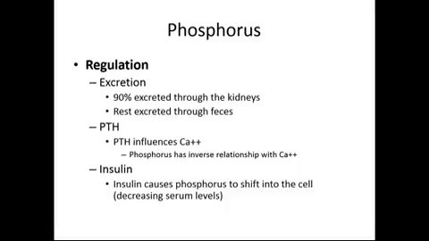Parathyroid influences calcium, and calcium and phosphorus have an inverse relationship. So if calcium goes up, phosphorus goes down. I kind of think of it as the bones: when calcium comes out, phosphorus goes in, and the opposite when phosphorus comes out, calcium goes in. If you remember, we talked about insulin causing potassium and magnesium, and now it also causes phosphorus to shift into the cell, helping to decrease serum levels.